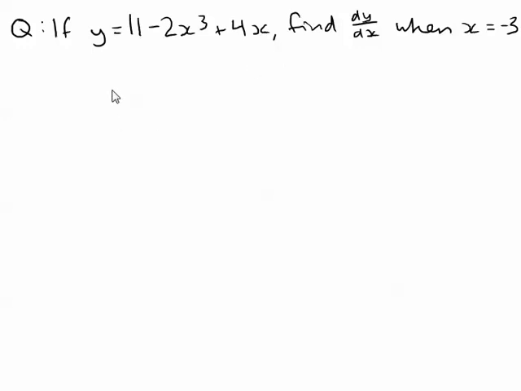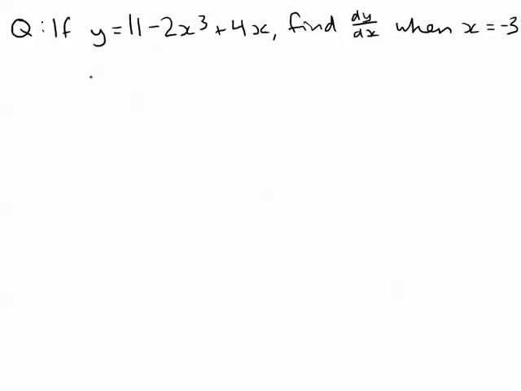So let's look at some more examples of finding the gradient of a curve at a given point. For this one, if y is equal to 11 minus 2x cubed plus 4x, we have to find dy by dx when x equals negative 3. So, as you might guess, the first thing we're going to do is to differentiate this.